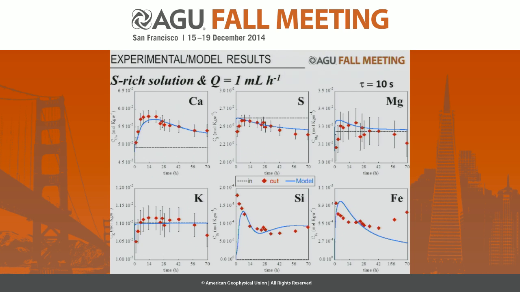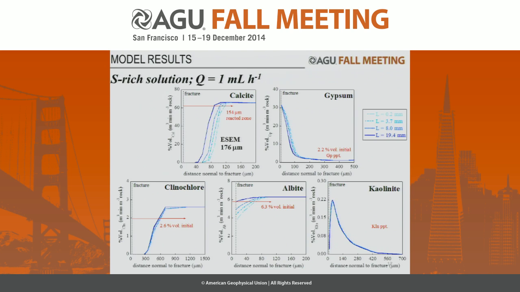So when we plot the simulation of the cation concentration with time, we can observe that it matches the experimental data. Then we plot the volume fraction of minerals with respect to the distance normal to fracture. And we can observe that the main processes that occur are calcite dissolution and gypsum precipitation. The light blue indicates the inlet of the core, and the dark blue indicates the outlet of the core. And we can see that the reactive zone calculated by the simulations almost matches the one observed by SEM image.